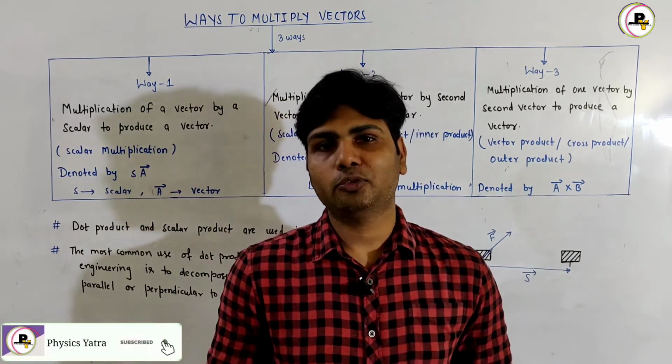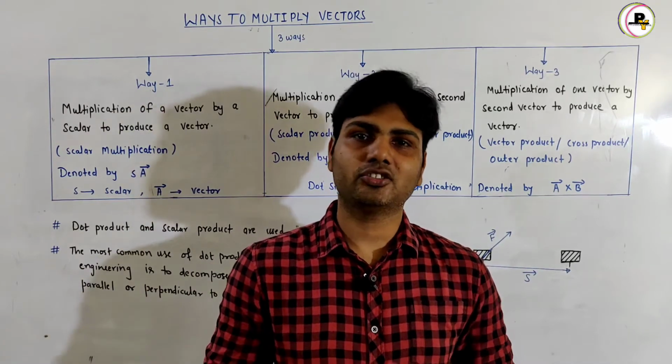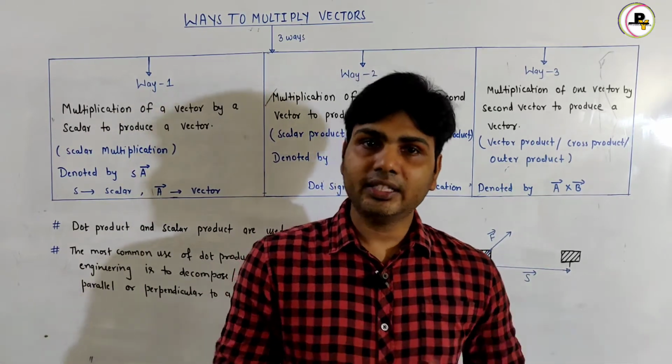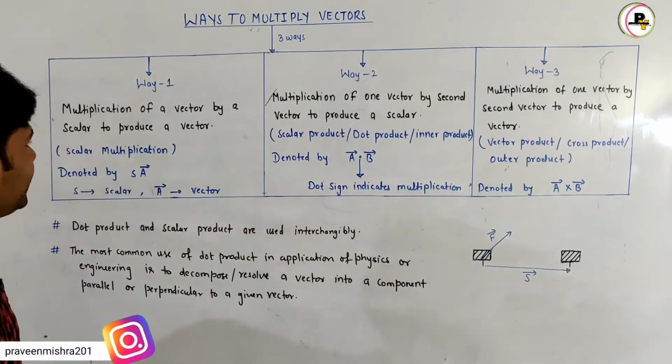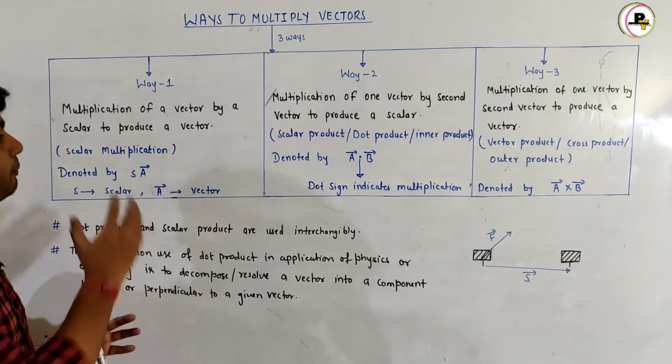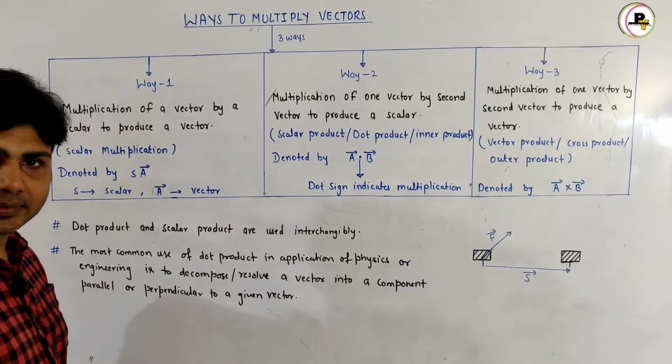In today's lecture, I am going to discuss the multiplication of a vector. There are three ways to multiply a vector. Way number one is multiplication of a vector by a scalar to produce a vector.